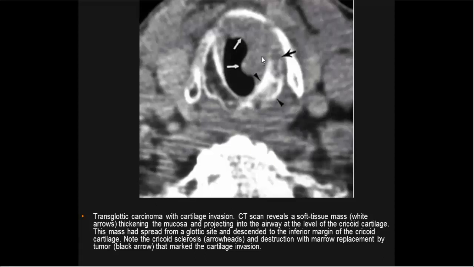As we see, this is revealed soft tissue mass, thickening of mucosa projecting into airway at the level of the cricoid cartilage. Small spread from glottic side, descend to inferior margin of cricoid cartilage, and we see replacement of cricoid by tumor, marked cartilage invasion.